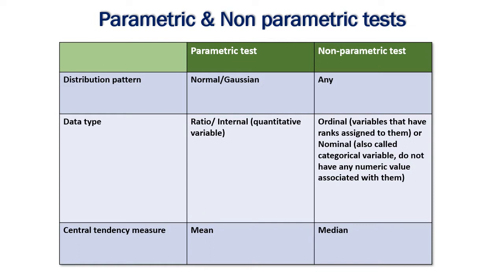The last major point of difference between parametric and non-parametric measures is in the type of central tendency measure these tests depend on. While a parametric test mostly tests for difference of means, a non-parametric test almost always tests for difference in medians.